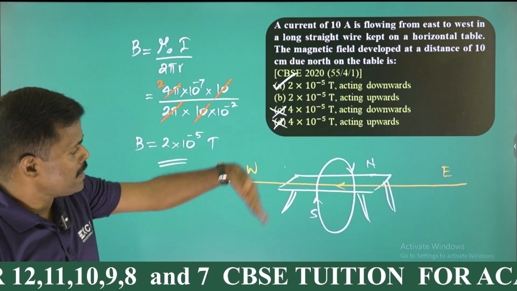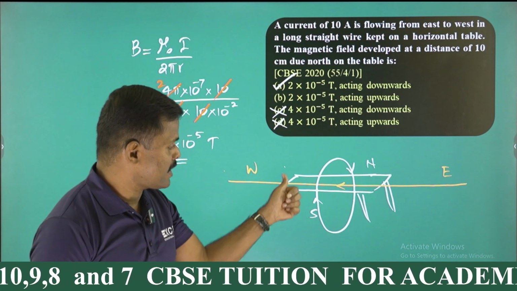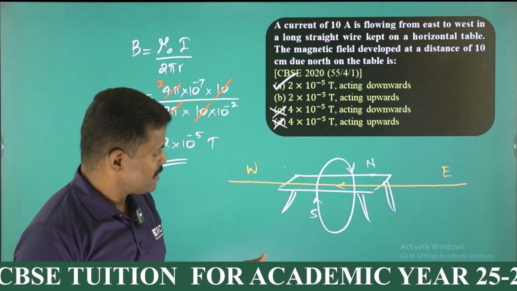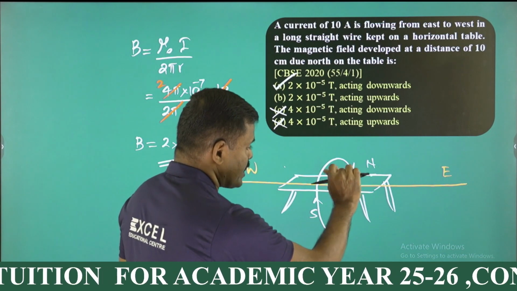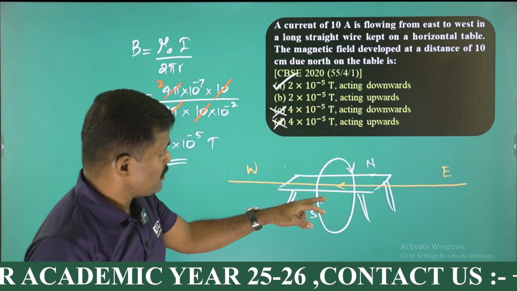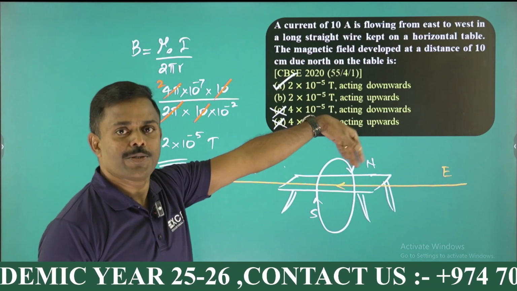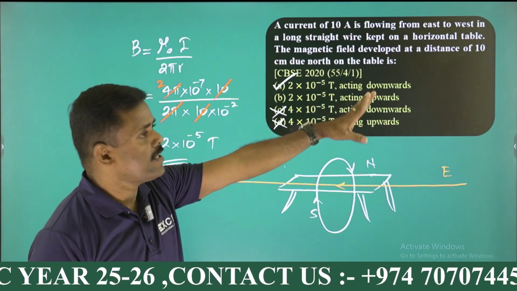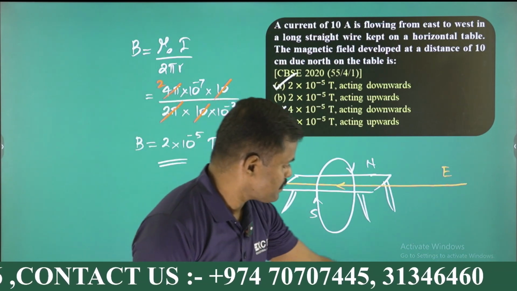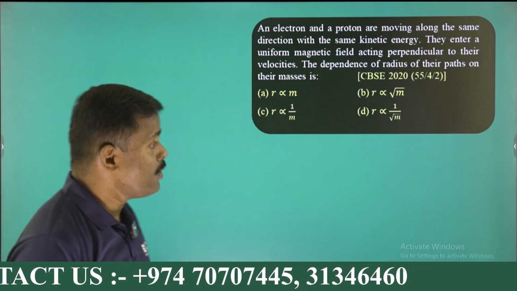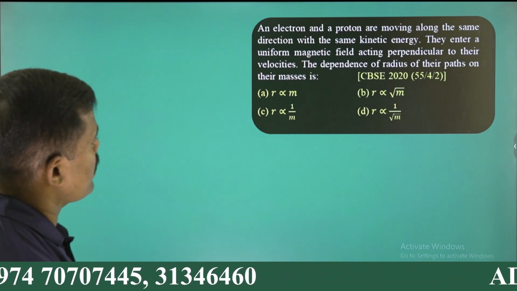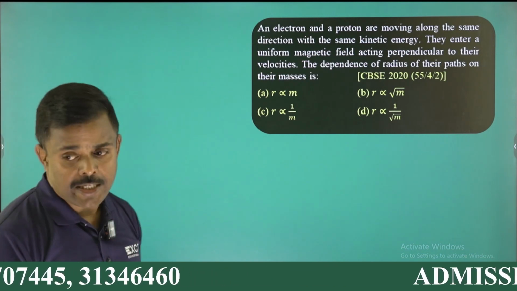Alright, so on the right side it is down, on the left side it is up. You can use right hand rule to do this. Just imagine the thumb is in the direction of current. On that side it's going down, on this side it's going up. So they are talking about north. North is on that side, that must be going down then. So answer must be option 1, option A. Let's move to the next one now. An electron and a proton are moving along the same direction with same kinetic energy.